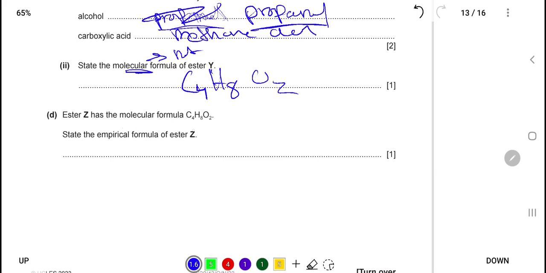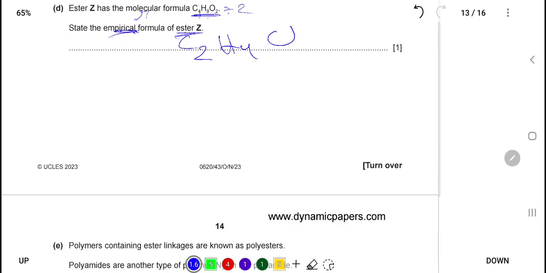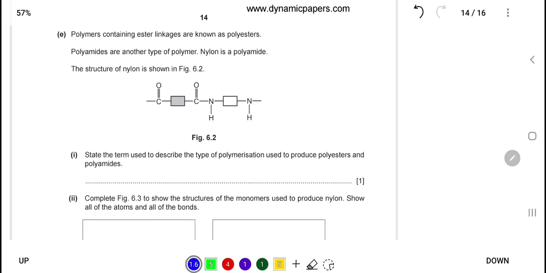Ester Z has a molecular formula of C4H8O2. Give the empirical formula of ester Z. The empirical formula is the simplified formula of the molecule. So just divide them both by 2, and you're going to get C2H4O. Okay, the mark scheme says the same, so you're good to go.